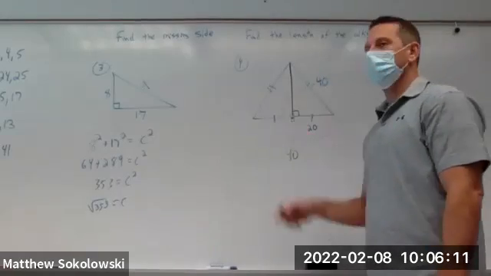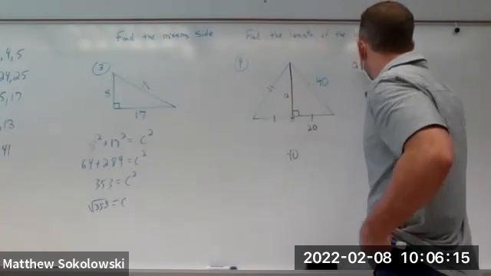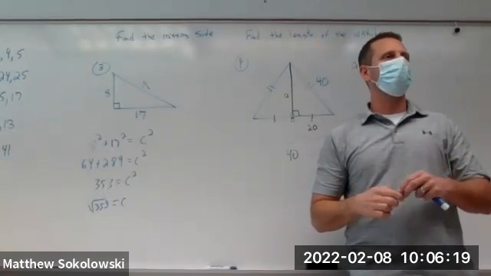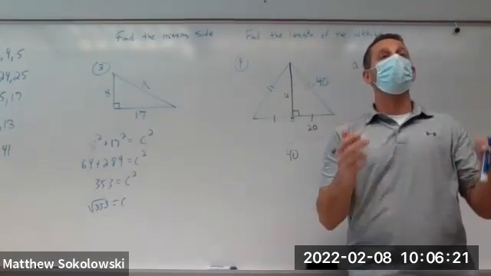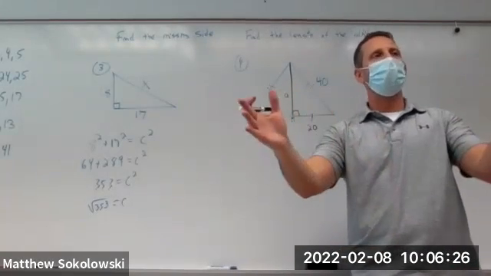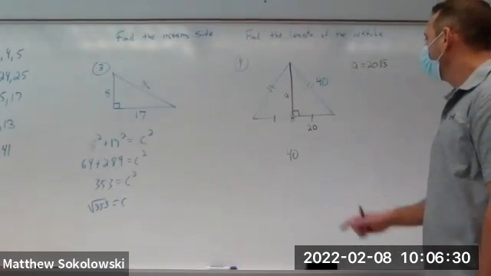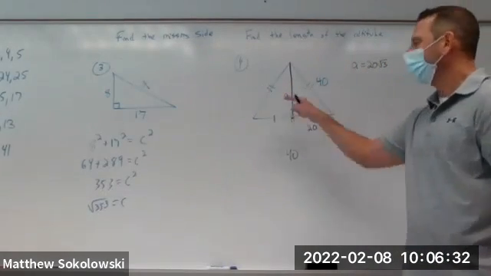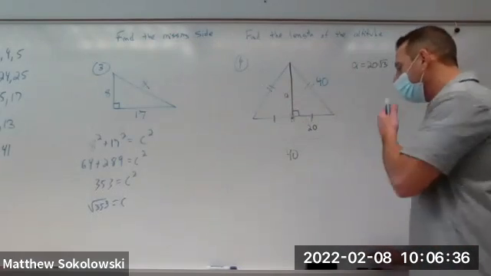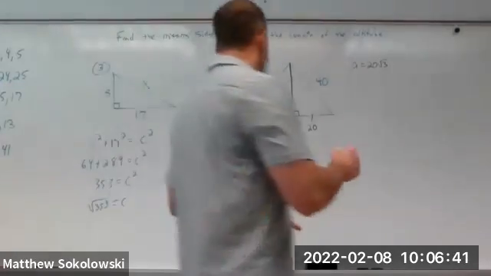Now, I know this a equals 20 rad 3. I already know it. How do I know that? Well, this is another special triangle. You guys don't know that yet, but you're going to learn it tomorrow. Tomorrow you'll learn how to just go, oh, if that's 20 and that's 40, that's 20 rad 3. Today we don't know that. Today we have to use the Pythagorean theorem.